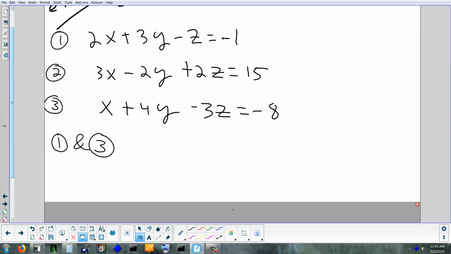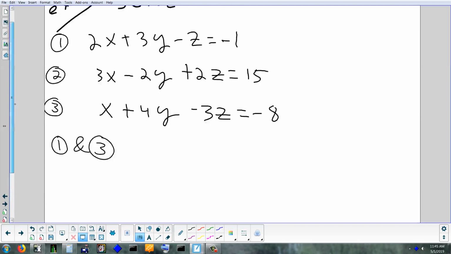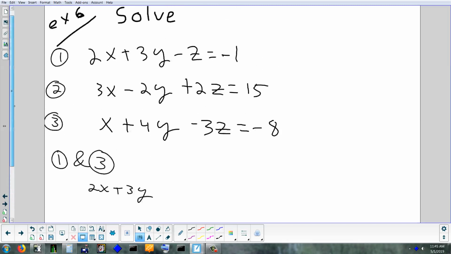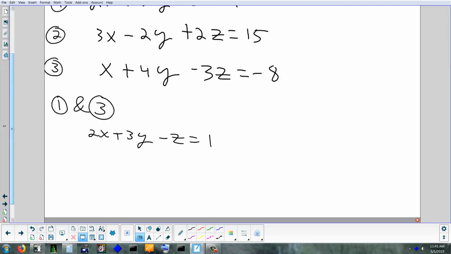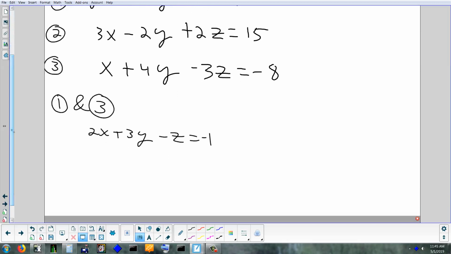This is going to be a lot of copying, but I'm going to copy it down so I don't have to keep scrolling up and down. So equation 1 is 2x plus 3y minus z equals, was it 1? Negative 1. If I make a mistake, let me know, because it's very easy to make a mistake. And then x plus 4y minus 3z equals negative 8.